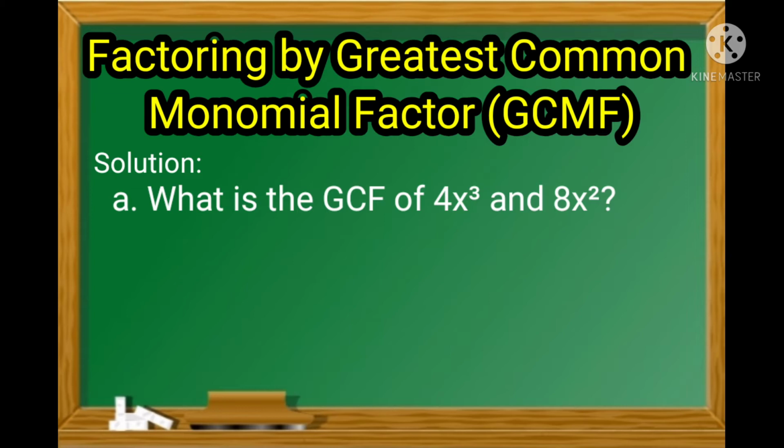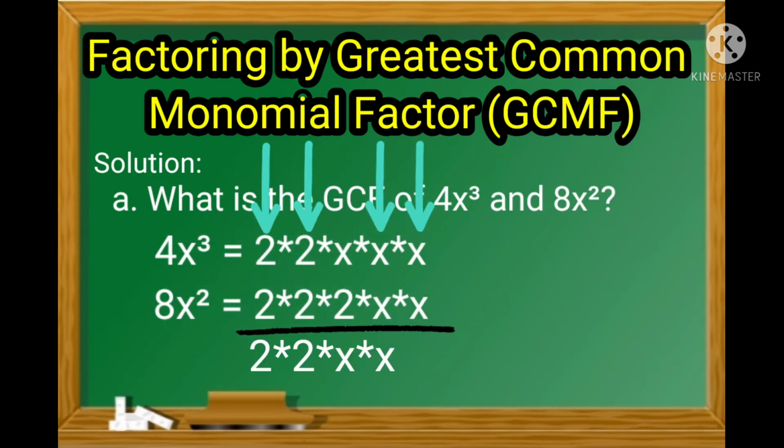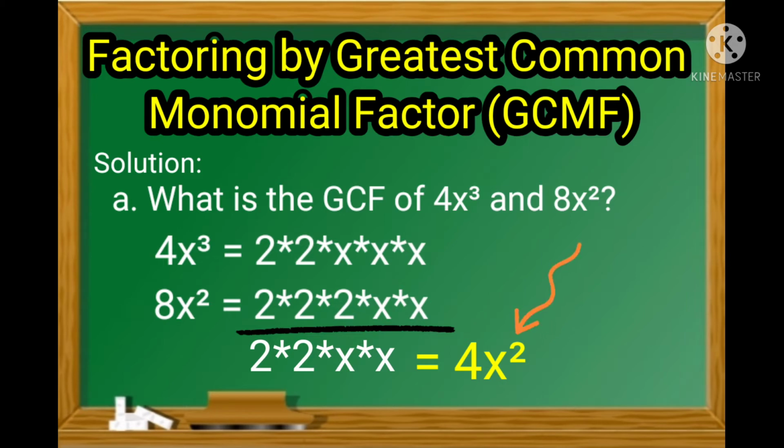First, factor each monomial. Then second, identify the common factors. Then find the product of the common factors, and that is now our GCF.